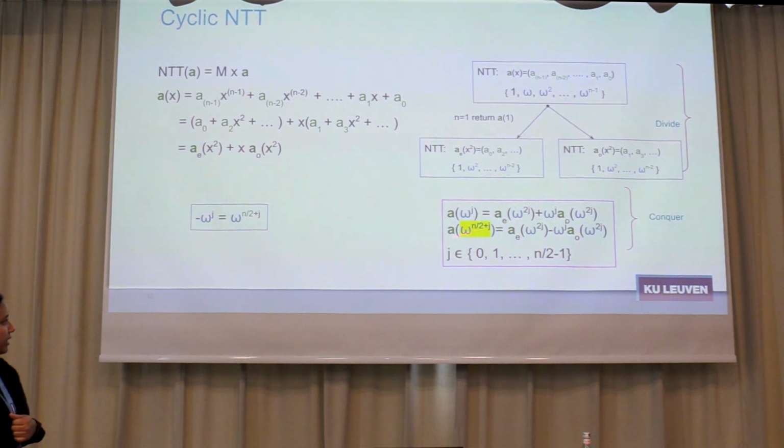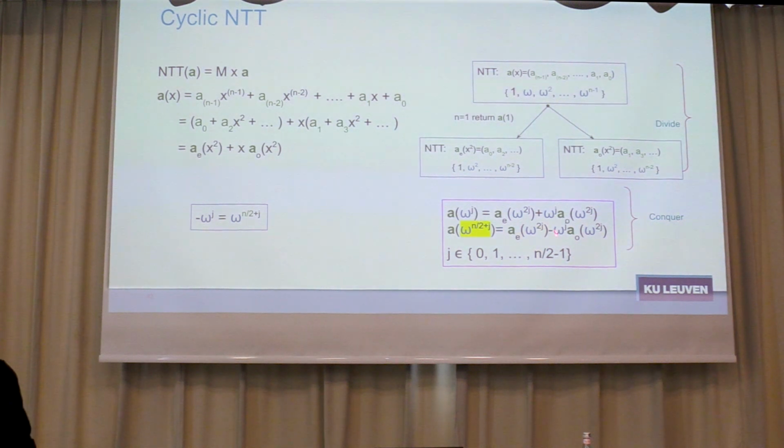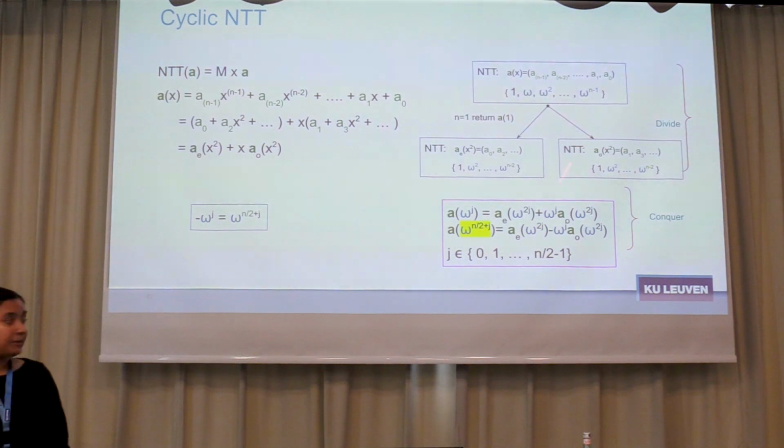So with that, I get minus omega to the power j, where I evaluated this point, that becomes omega to the power n by 2 plus j. And that's how we can do this divide and conquer strategy basically. And this is the butterfly that is very popularly known, the NTT butterfly. People try to optimize this component as much as possible to make this whole NTT as efficient as possible.